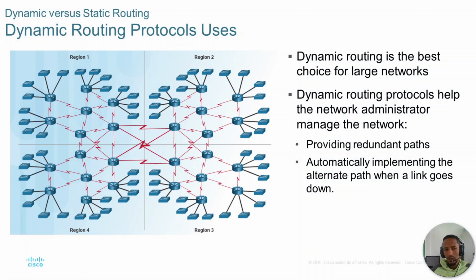Whenever we think of dynamic routing, we need to consider these issues. The first one is whenever you have a larger network. For this kind of larger network, we usually recommend what kind of routing protocol? Dynamic routing protocol. Why? Because in the case of very large networks, it's very difficult to configure static routing.